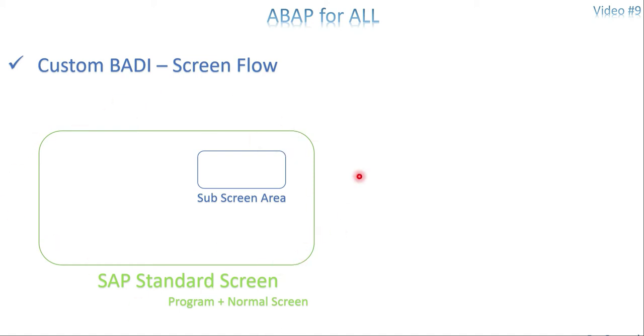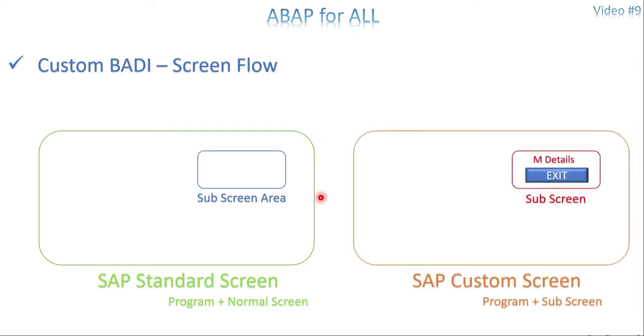The big green box is a normal screen. In the normal screen, the standard assigns a place for a subscreen area. This is going to be the screen enhancement. So these three are to be created from the standard level.